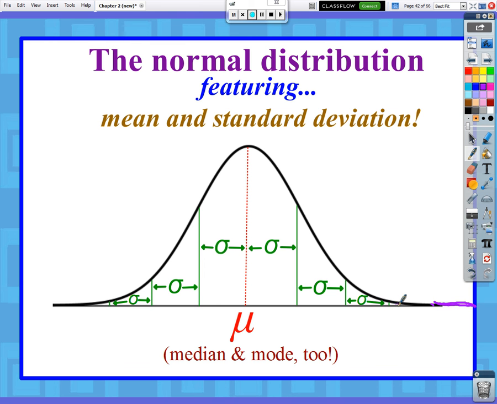In that little tail area, you can see beyond the three standard deviations up here, there's not a whole lot of area. There's just not going to be very many values beyond three standard deviations, either above or below the mean. So even though it looks like this thing flattens out and there's no area, theoretically, this thing keeps going on and on and on.